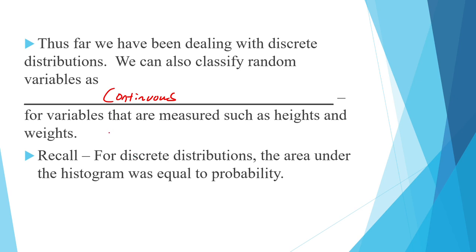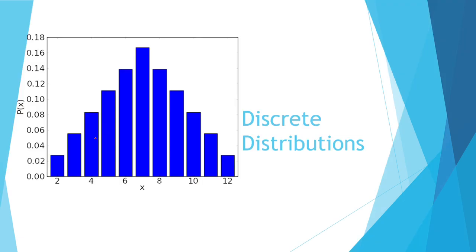Recall for discrete distributions, the area under the histogram was equal to the probability. For a discrete distribution, we have rectangles for our histogram, and if we add up all of the rectangles, the total area has to be equal to 1. But something that is discrete is countable. You could count 0, 1, 2, 3, and so on. But something that's continuous, that's not possible. You have a range of infinite values with no gaps in between.